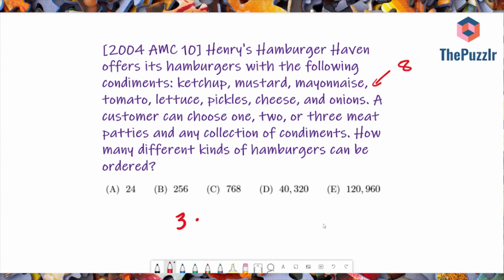So in their burger, they can either have ketchup or not have ketchup. They could either have mayo or not have mayo. They could either have pickles or not have pickles. For each individual condiment, there's 2 choices: either have it or not have it. So that's 2 times 2 times 2, 8 times, or 2 to the power of 8. That's 3 times 256, or 768.